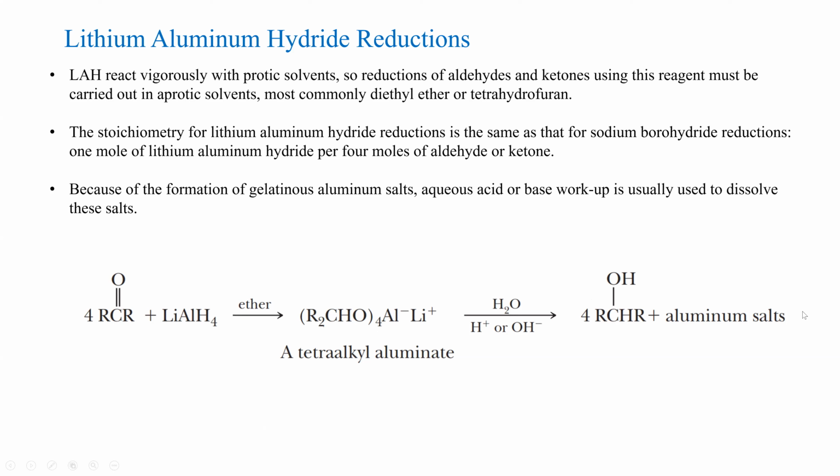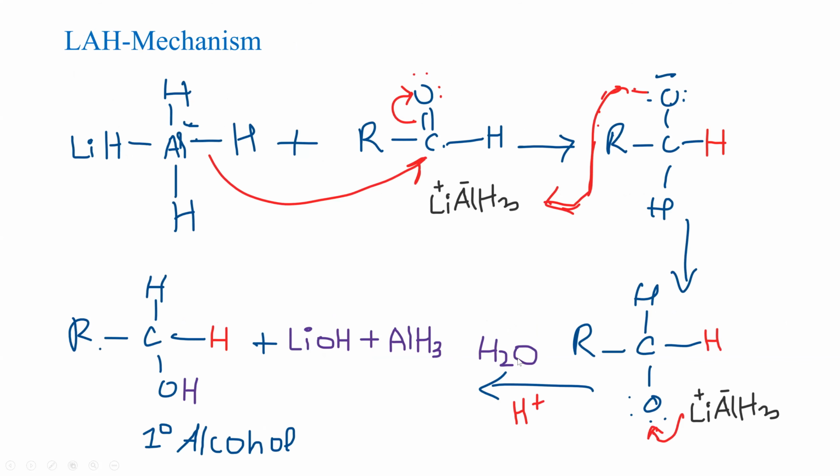And for dissolving these and cleaning our reaction system to get the product, we treat it, or work up, with an acidic aqueous solution or a basic aqueous solution. So now we'll see the mechanism. So this is the lithium aluminium hydride. Aluminium gets a negative charge because of the pair of electrons contributed from the hydrogen, and the lithium, which is positive.